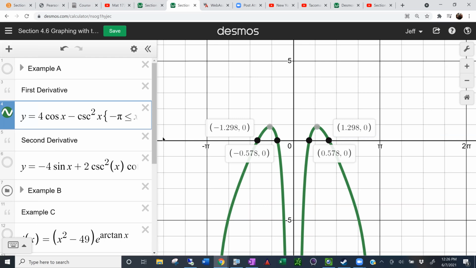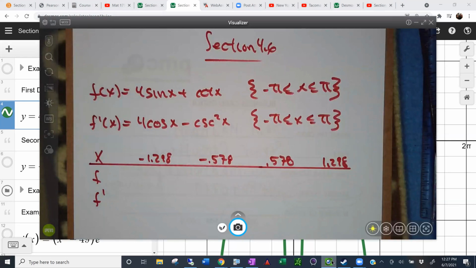So let me draw ourselves the graph that you're used to from sections 4.3 and 4.5. So x, f, f prime. Let me copy down a few numbers here, like negative 1.298, negative 0.578, and then the reflections of these, 0.578 and 1.298. So there's my little table.